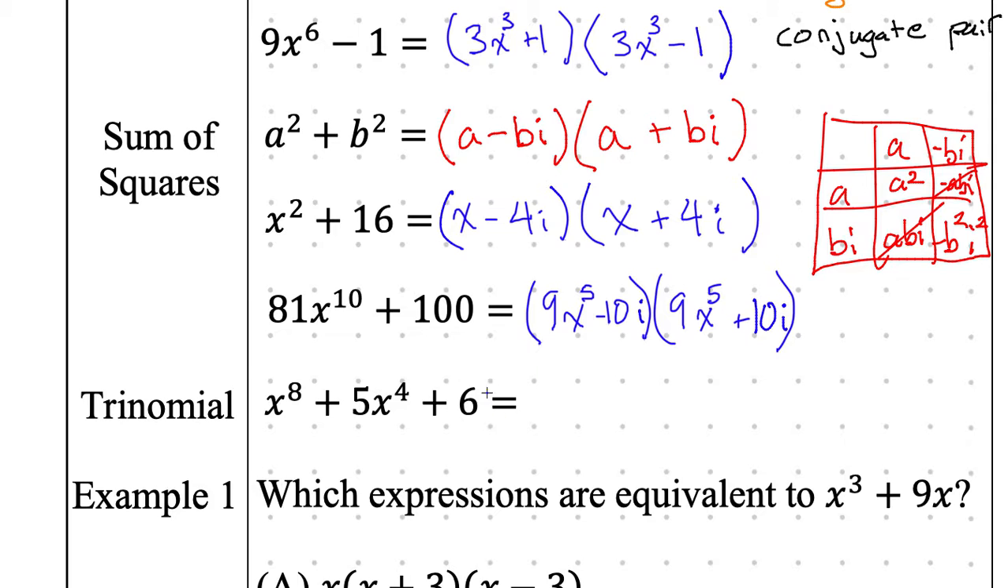And then trinomial. So this guy, we know whenever we see a trinomial, we should be using a Ninja Star. You can probably Ninja Star this in your head. What times what is 6, but also adds to 5? 3 and 2. So this is going to be something, something, 3, something, something, 2.